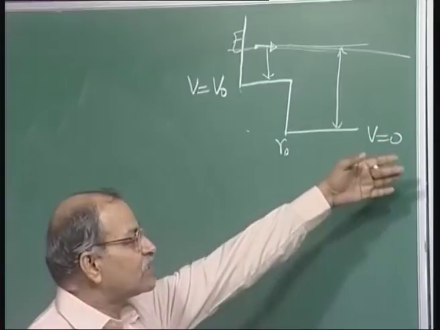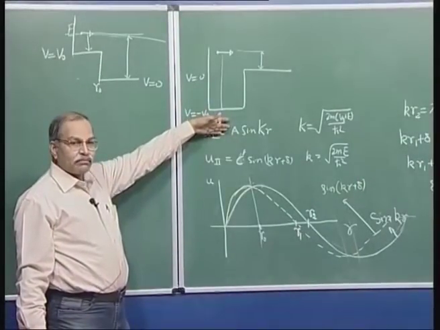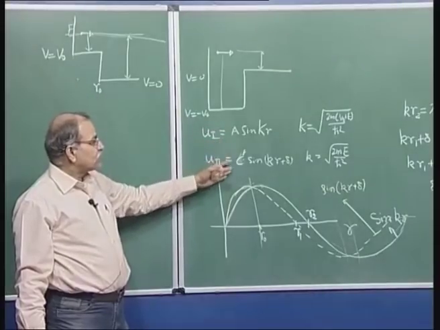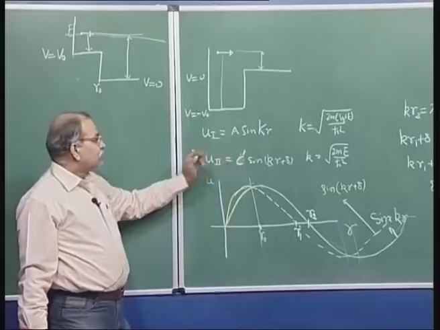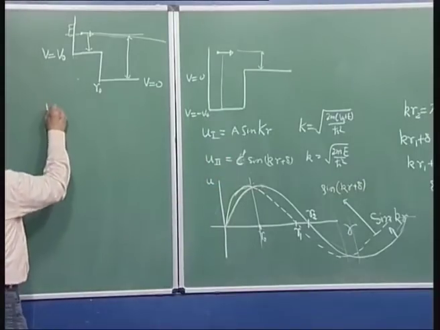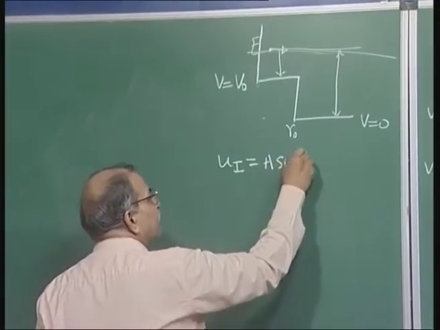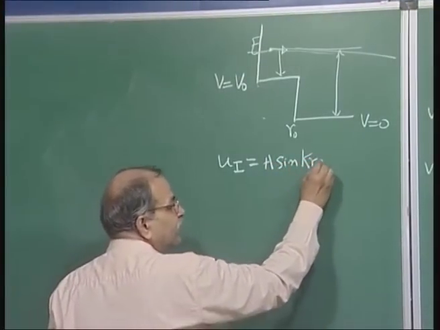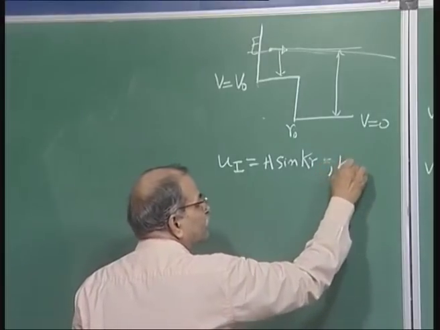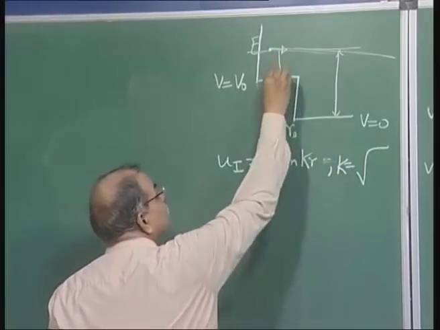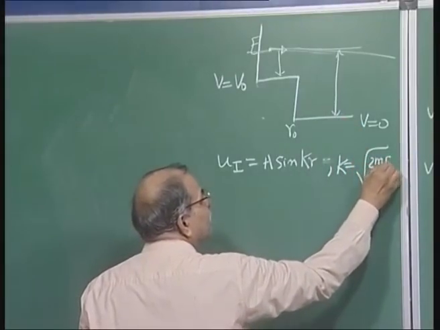Once again, we can write that time independent Schrödinger equation, we can solve, and you can still write it in this format. Okay? But now u1 will be equal to A sin(Kr), you can write, and that capital K will be now how much? E minus V naught. So, 2m(E minus V naught).